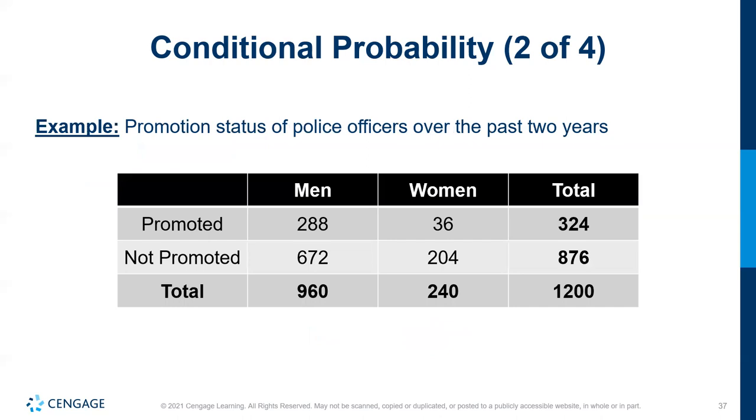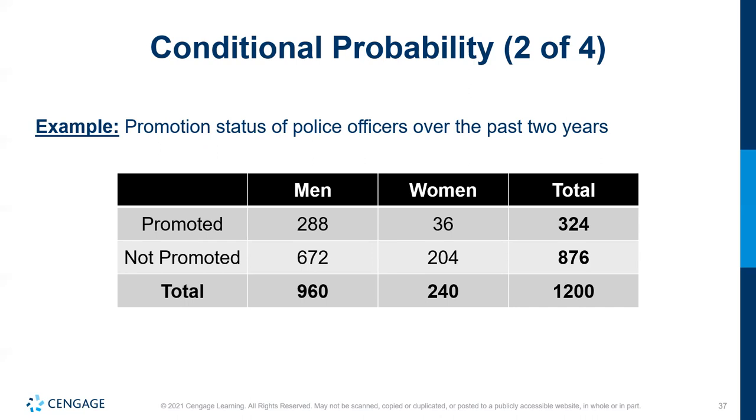So here, they've done this in a pivot table. Here's our promotion status of police officers over the past 2 years. If we want to say, what's the probability that a man was promoted? What we're saying is, given that it was a man that we're looking at, what's the probability they were promoted? So we would look at just men, and we would say 288 out of 960. I'm sorry, no. Or we say, given they were promoted, what's the probability they were a man? Then we would say 288 out of 324.